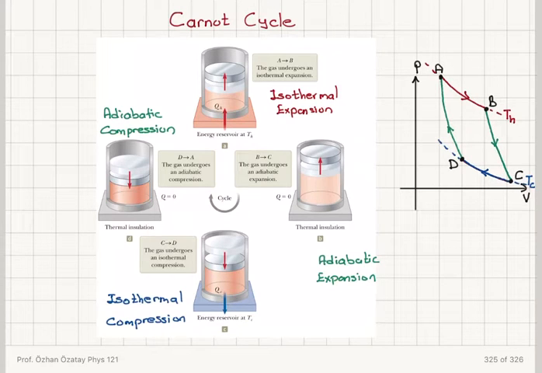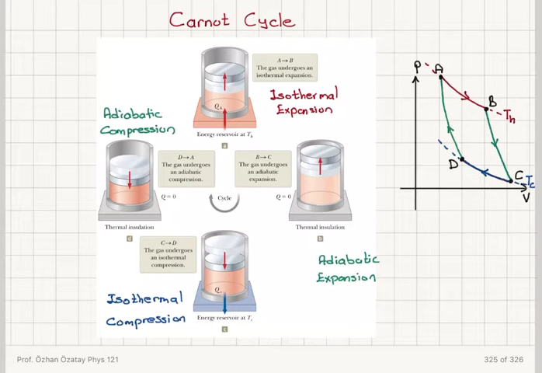Now we're going to talk about the Carnot cycle. If you remember Carnot's theorem, the most efficient heat engine that can operate between two energy reservoirs is the one that is reversible. And so Carnot suggests the following cycle between these two energy reservoirs.